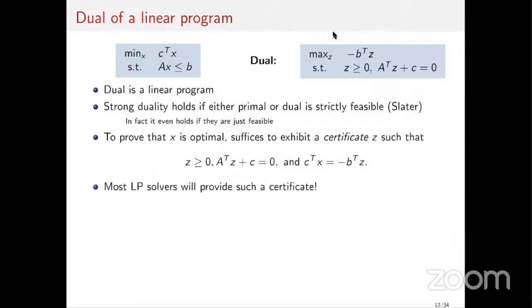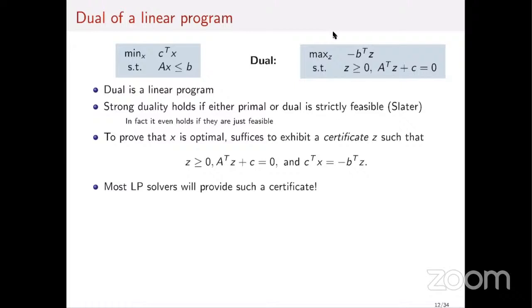Okay, so I've written it down for you. So this was the original primal optimization problem I dealt with: minimize C transpose X subject to AX less than or equal to B. And the dual is what I just derived, the maximization of minus B transpose Z subject to Z non-negative and A transpose Z plus C equal to zero. So you can see that the dual is also a linear program. It is a maximization of a linear function subject to some linear inequalities and linear equality constraints. It's a linear program as well.